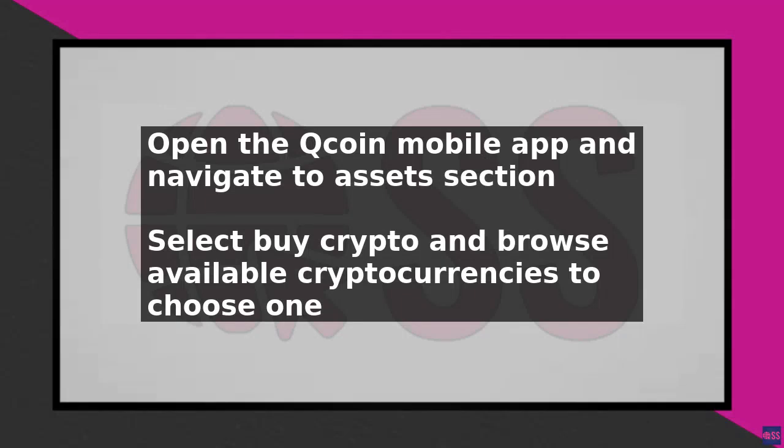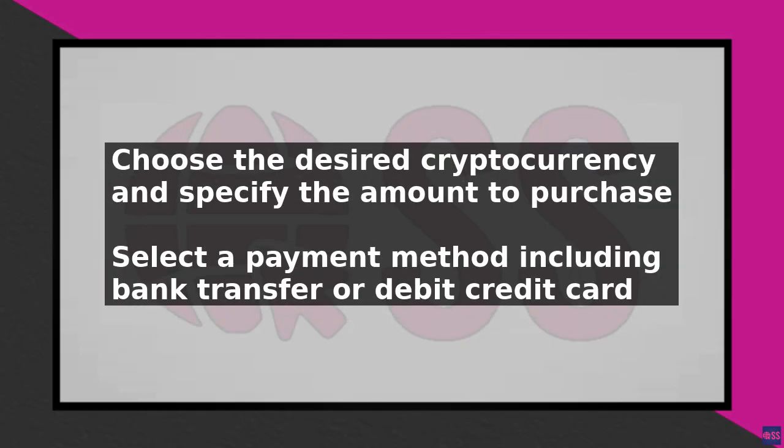To purchase cryptocurrency on the Kucoin mobile app, start by opening the application. Navigate to the Assets section, located at the bottom right, and select Buy Crypto directly. From there, browse the extensive list of available cryptocurrencies and choose the one you wish to buy.